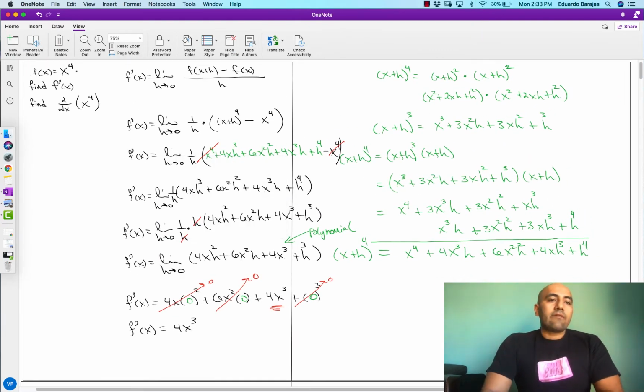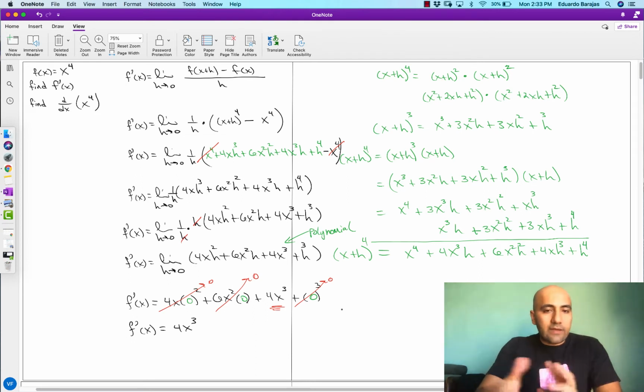Okay, so if f of x is equal to x to the fourth power, and we're asked to find the derivative using the definition, here it is. Long, ugly thing. And yes, this is exactly how I expect to see it on the test, right? Be careful with the notation.